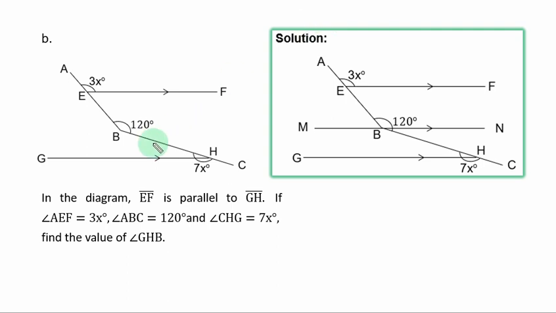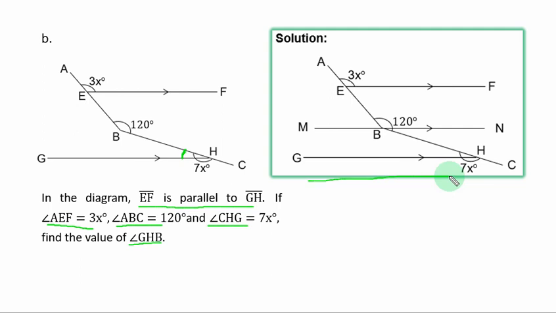Question 1B. In the diagram, EF is parallel to GH. If angle AEF is 3s degrees, angle ABC is 120 degrees, and angle CHG is 7s degrees. Find the value of angle GHB. That is this angle only. So to get that angle, the diagram is adjusted to this form.